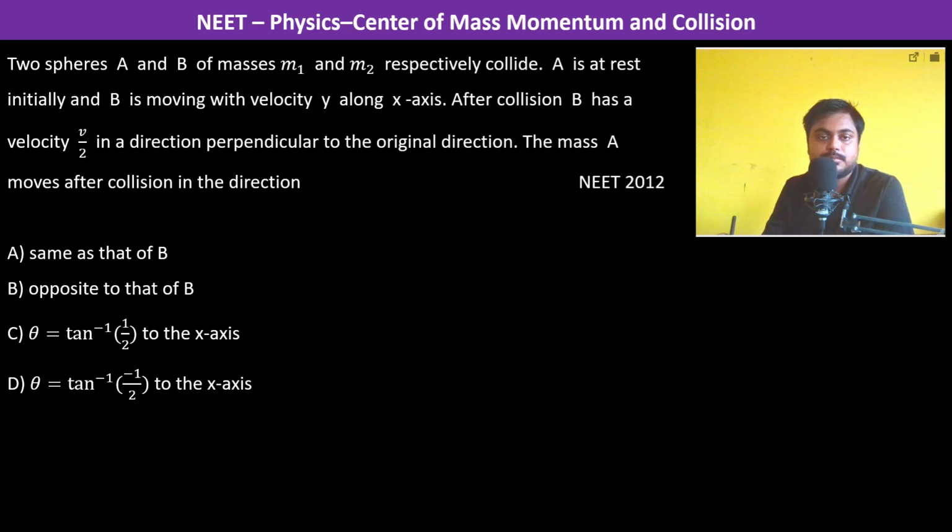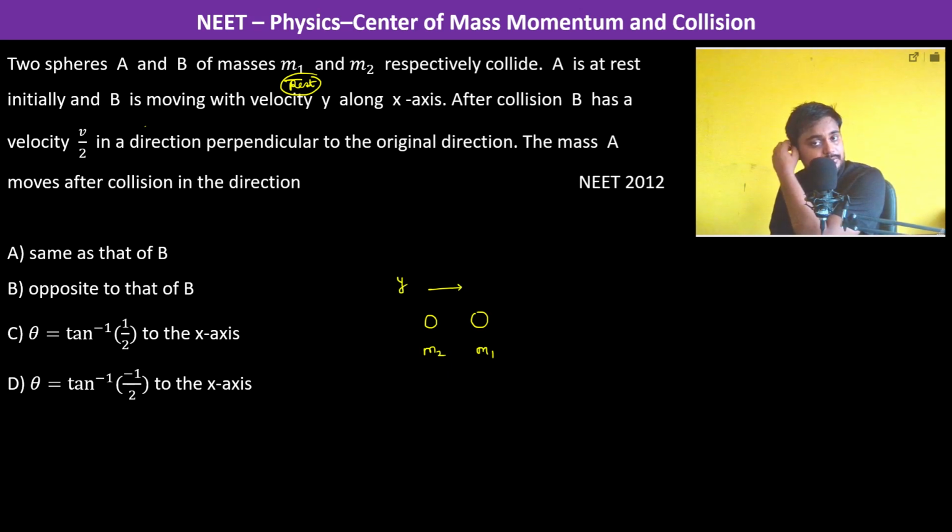Two spheres A and B of masses m1 and m2 respectively collide. Okay, m1, A, is at rest initially, and m2, which is B, is moving with velocity v along the x-axis. So this is m2, this is m1, and this is moving with a velocity v along the x-axis.